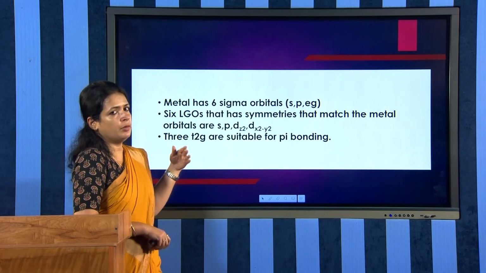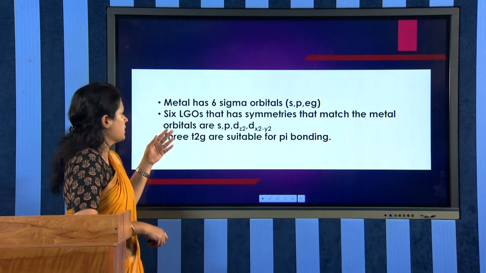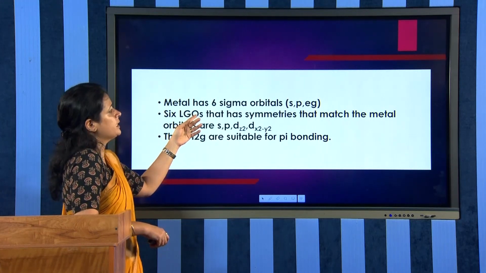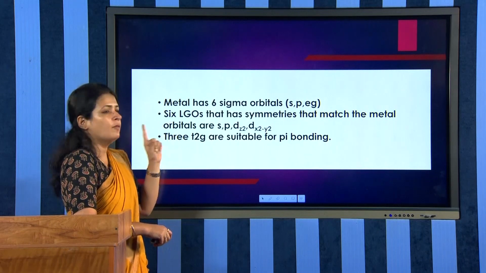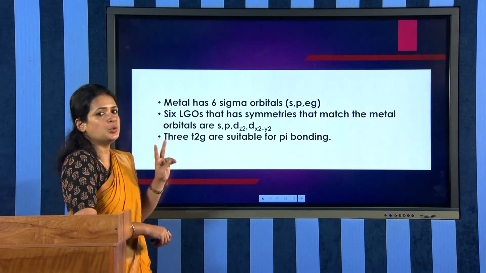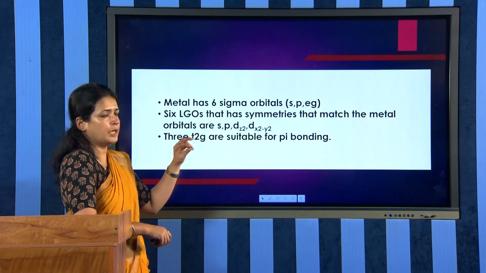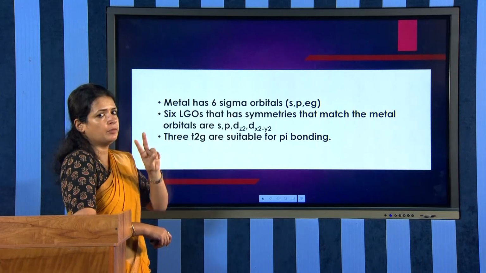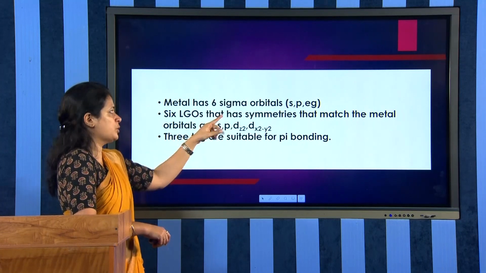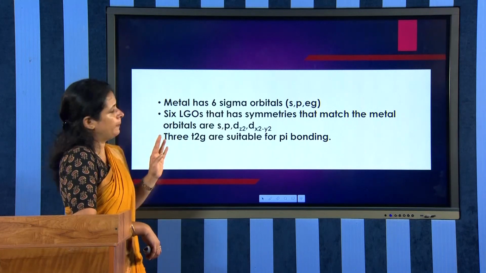Again, I can explain how the metal molecular orbitals are formed. We have the metal 6 sigma orbitals. The metal 6 sigma orbitals are 1s, 3p and 2eg. So, s we have 1, p we have 3, so 3 plus 1 is 4, 4 plus 2, eg means we have 2 orbitals. So, 4 plus 2 is 6, that is why 6 sigma orbitals are there in the metal.